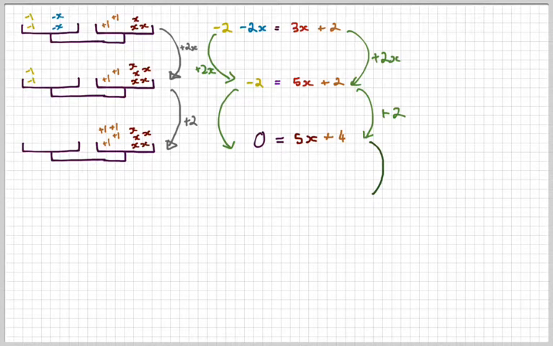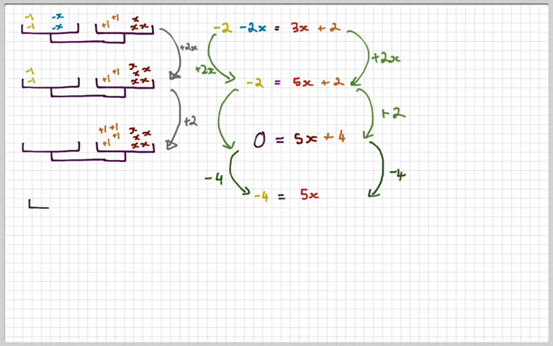So what might I do now? Well, maybe you want to get x's on their own on one side. That's kind of the goal here. So to get x on its own on one side, what we could do is subtract or take away 4 from both sides. So if we take away 4 from both sides, on the left-hand side, you'll get negative 4. And on the right-hand side, you'll get 5x. Okay? So taking away 4 from both sides. Check you're happy with that idea.